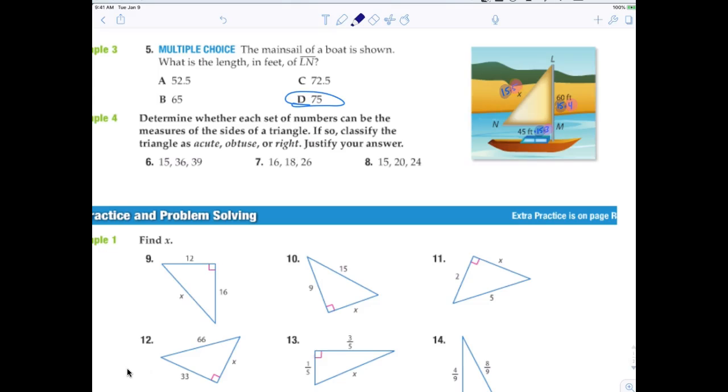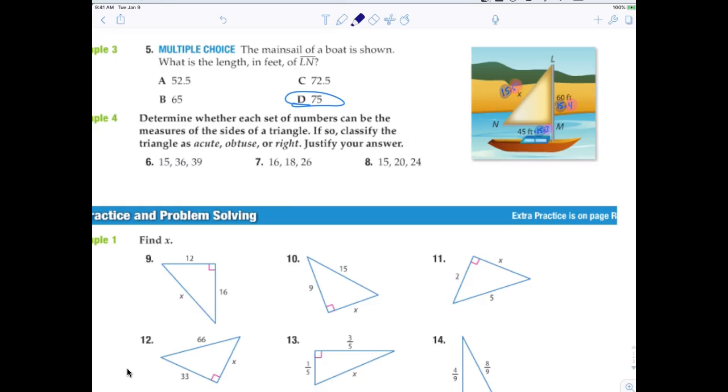So one more time, for those of you guys who are not listening. Here we go. In order to have a triangle, the sum of the two smaller sides has to be greater than the third side. Part of the directions are determine whether each set of numbers can be the measures of the sides of a triangle. So the answer to number 6 so far is yes, yes, and yes. They all three can be triangles.